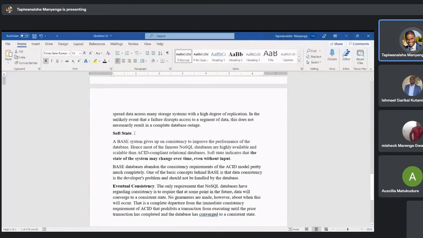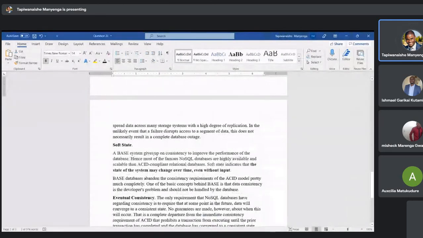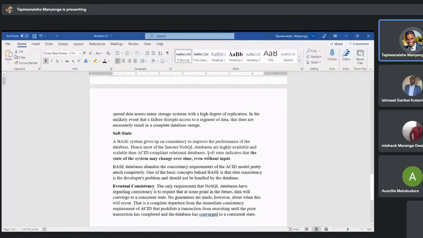Then the soft state part: a BASE system gives up on consistency to improve the performance of the database. So in a static consistency, consistency is aside at the expense of performance. It is very consistent, but your performance could suffer. Hence most of the famous NoSQL databases are highly available and scalable compared to ACID compliant relational databases.